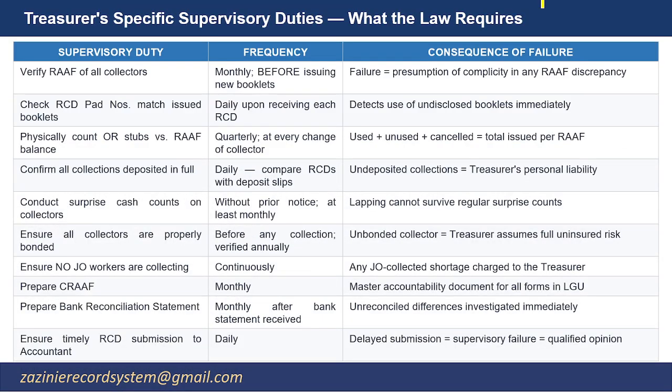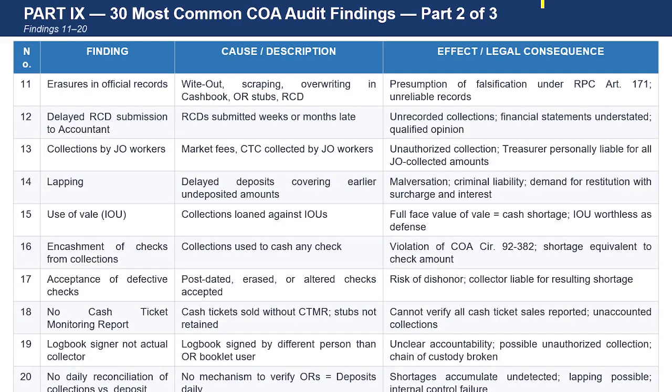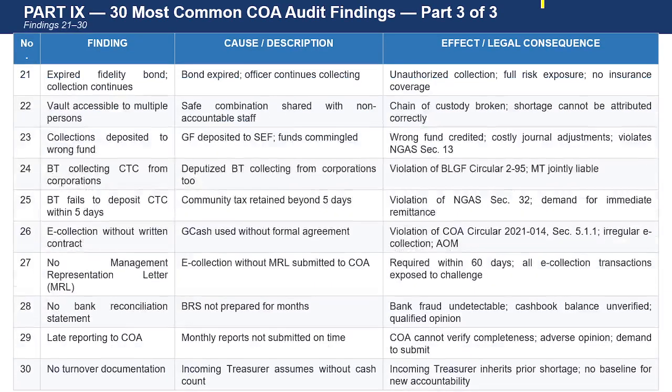Part 9. An overview of the 30 most common audit findings nationwide. They fall into broad categories: delayed or missing deposits, deficiencies in the report of collections and deposits, such as missing pad numbers, the report on accountability, particularly physical counts that fail to match written records, unauthorized personnel handling collections, the job order problem, falsification through erasure or backdated documents, electronic collections implemented without proper compliance prerequisites, and fidelity bonding deficiencies, particularly underbonding. These 30 findings, collectively, represent the overwhelming majority of audit observations issued against treasurers and collectors nationwide. Next slide.